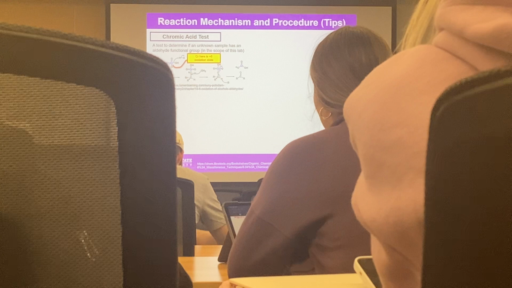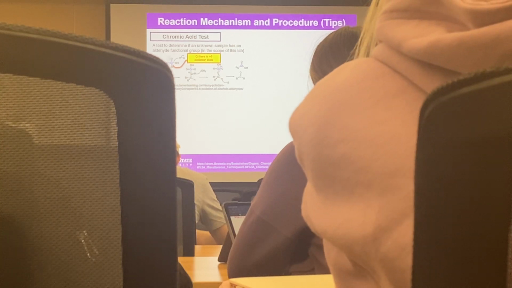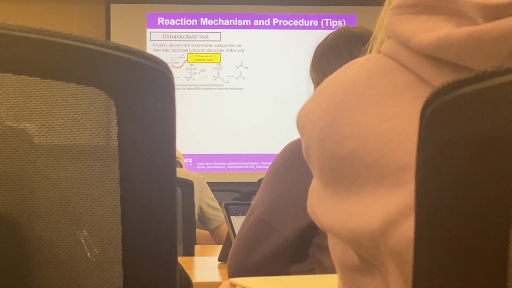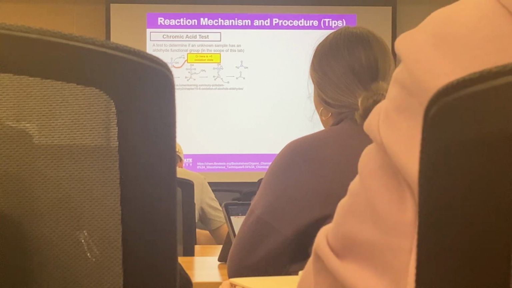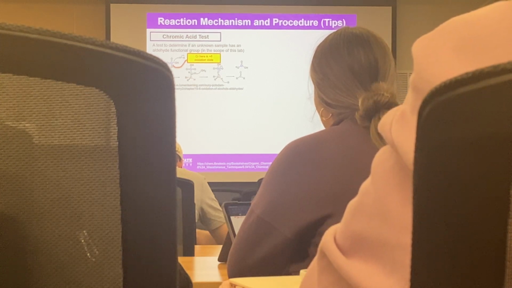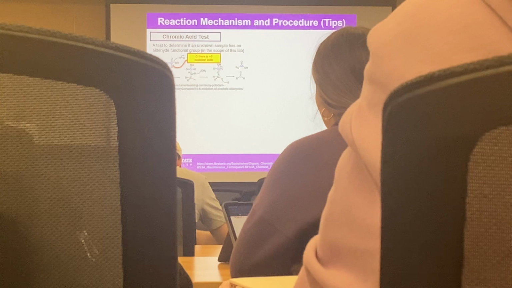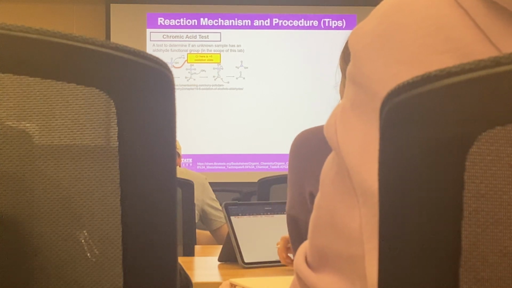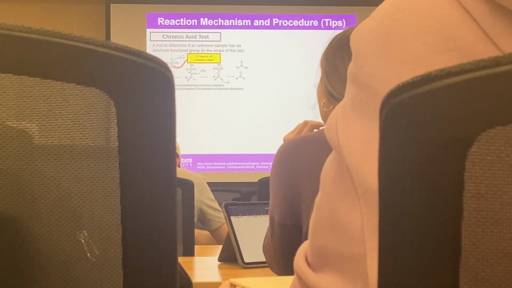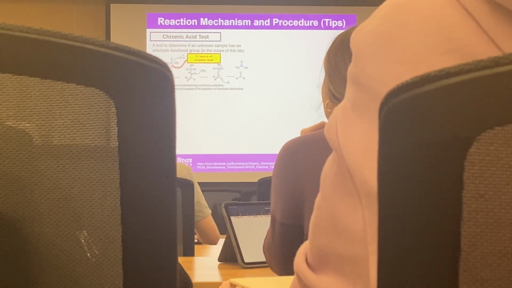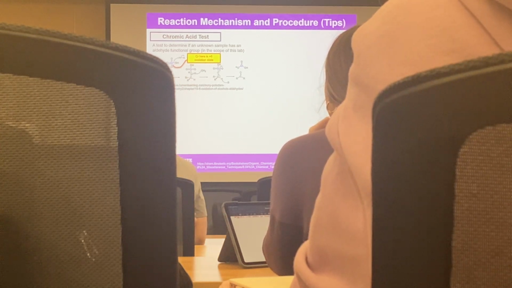Now, what happens in this? The chromic acid test is also a good test for primary and secondary alcohols, apart from aldehydes. Whenever you have a secondary alcohol, this is a secondary alcohol because the carbon that the OH is attached to is attached to two other carbons. And this is your chromic acid, H2CrO4. H2CrO4, that's your chromic acid.